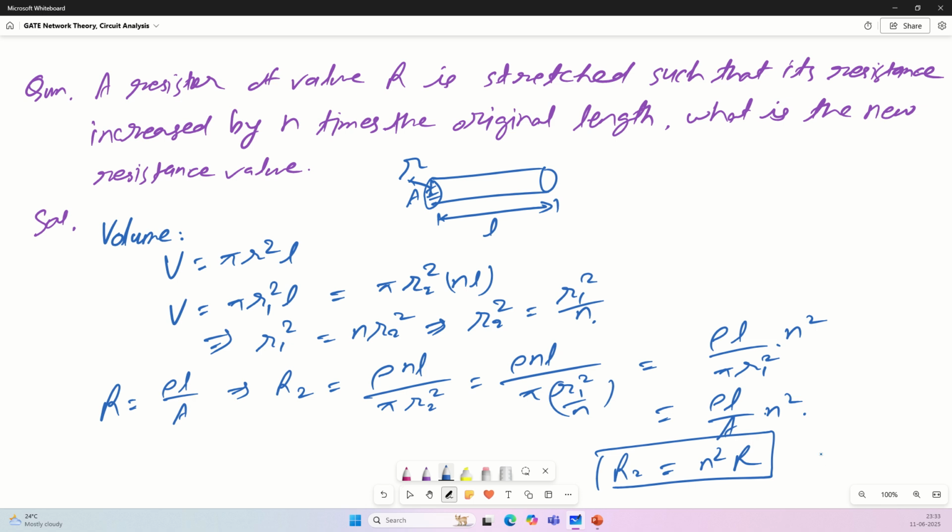Okay. What is method 2, that you can try by yourself? Let's try out another method quickly.